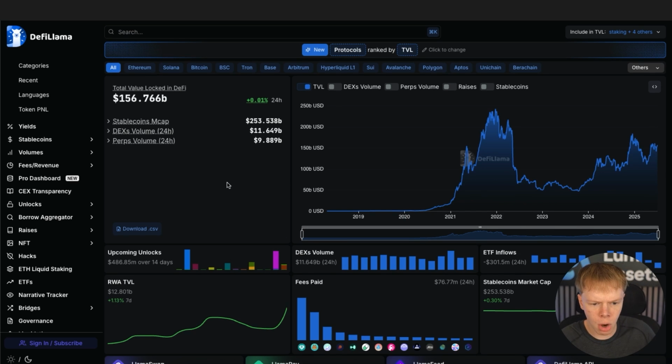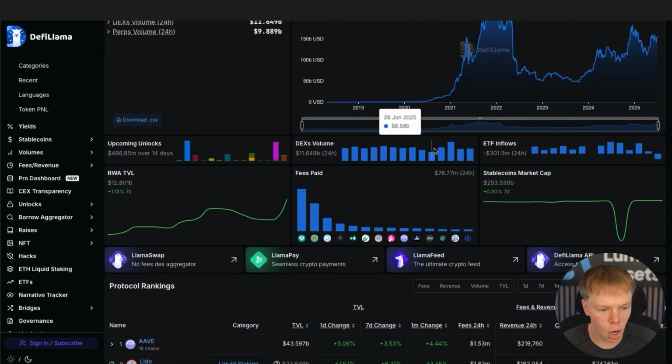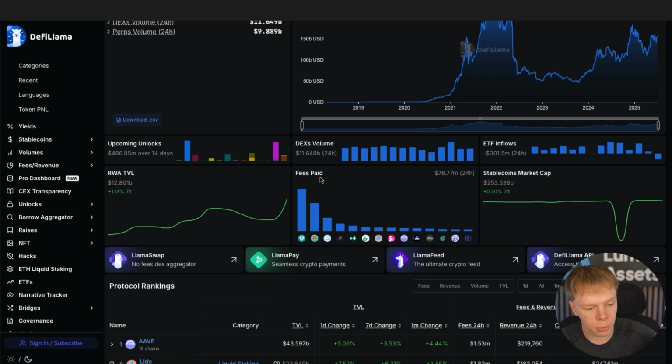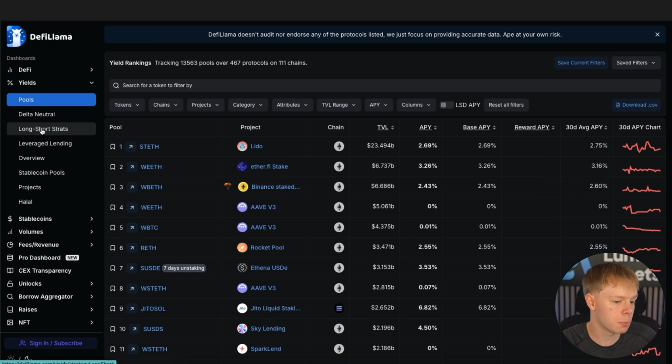But let's talk about how I'm actually using DeFi Llama, because primarily it's for a state of the market assessment. Like, is DeFi growing? Is it declining in overall TVL? Are we seeing higher or lower volume across all decentralized exchanges? What's happening with the ETFs? Are they seeing inflows or outflows? What protocols are generating the most fees? How are stablecoins doing? And then sometimes when I do want to look for yields that aren't concentrated liquidity pools, I will always use DeFi Llama. This is my go-to tool out there.